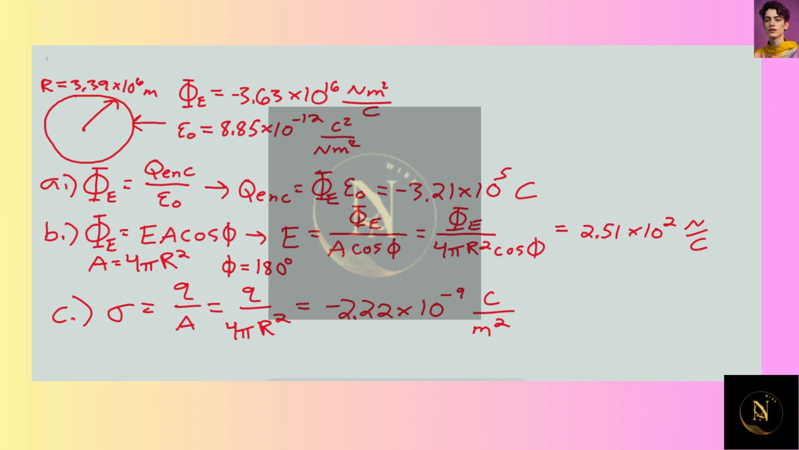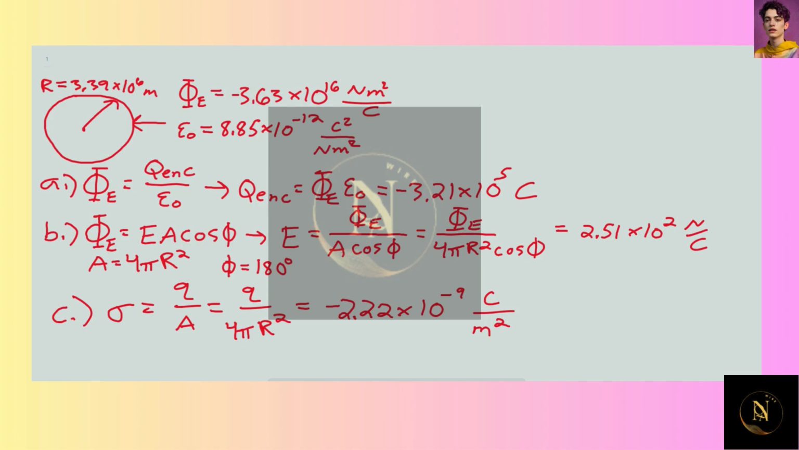So part A is using Gauss's law. Gauss's law simply says that the total net electric flux is equal to the total enclosed charge divided by epsilon naught. We know what the flux is, and we know what our universal constant epsilon naught is, so then it's just basic algebra. Rearrange this to solve for the total enclosed charge: Q is just the flux multiplied by epsilon naught. That gives us the total enclosed charge is negative 3.21 times 10 to the 5 coulombs when we plug in the value for the flux that we're given as well as epsilon naught.